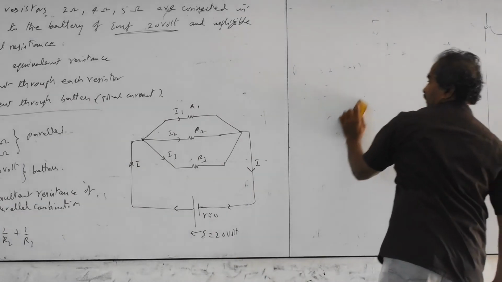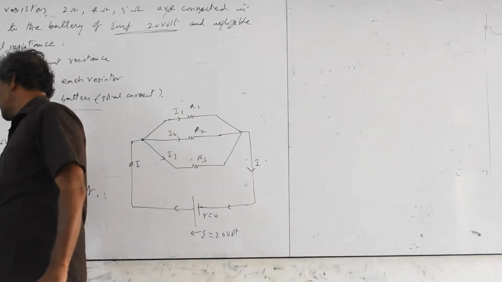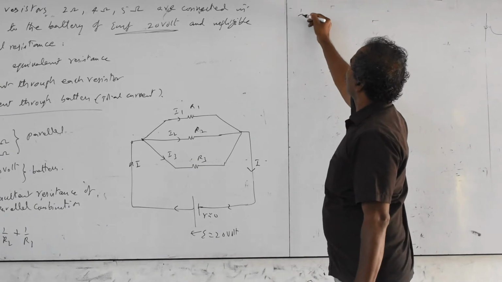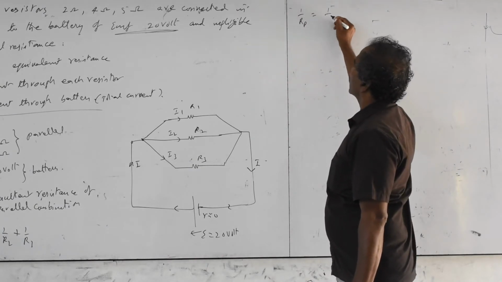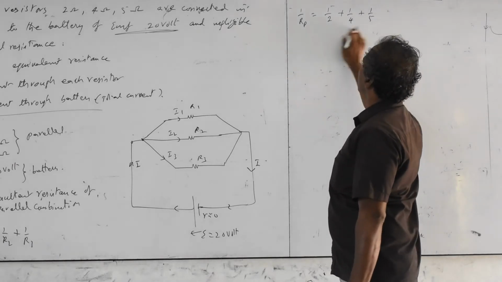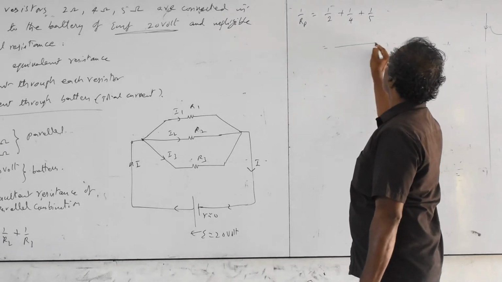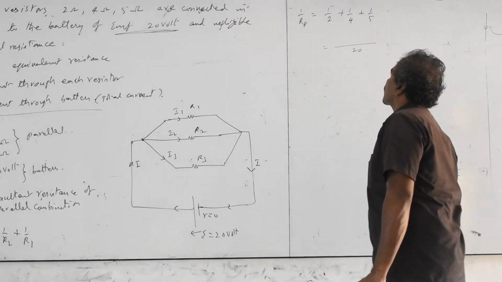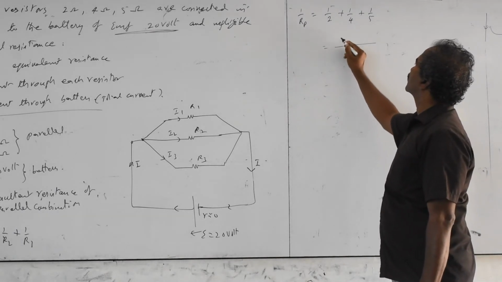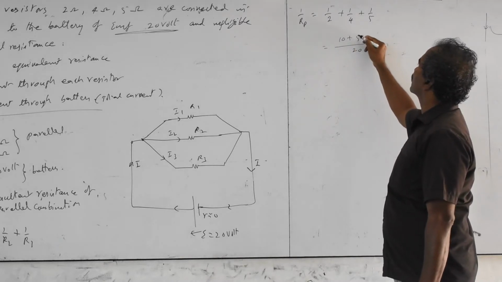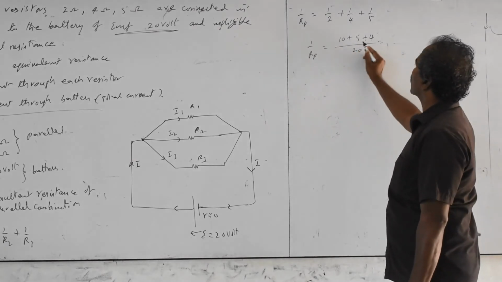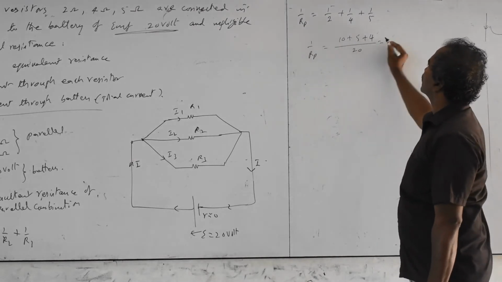Substitute the values. This is the first part of the question. So 1 by R parallel is equal to 1 by R1, R1 is 2 ohms, 1 by R2, 4 ohms, 1 by R3, 5 ohms. Take the LCM, 20. 2 tens are 10, 4 fives are 5, 5 fours are 4. So 1 by R parallel is equal to 10 plus 5 plus 4, that is 19 by 20.